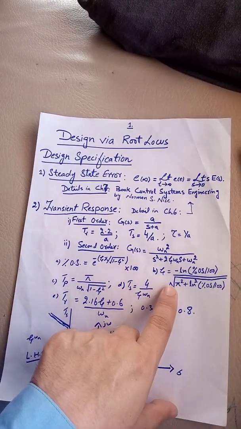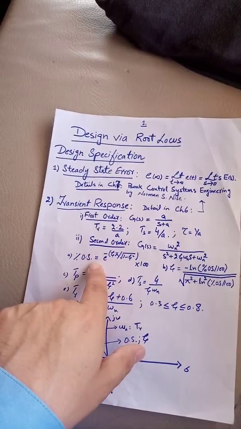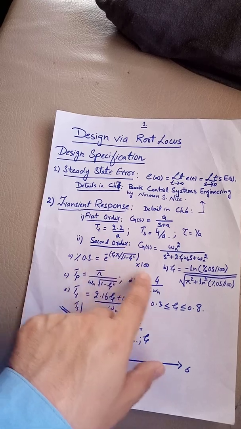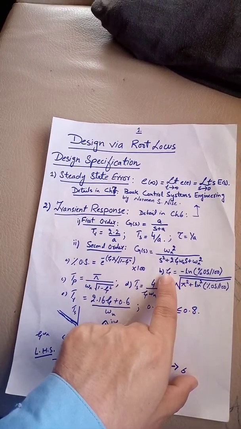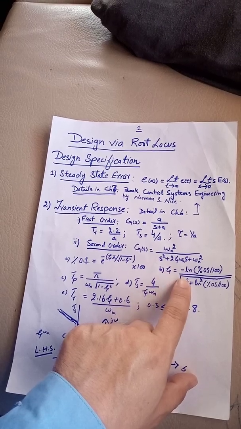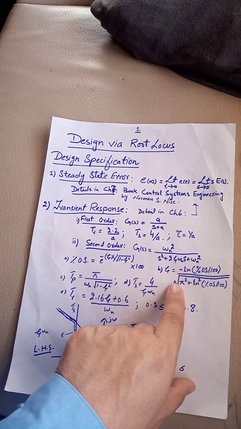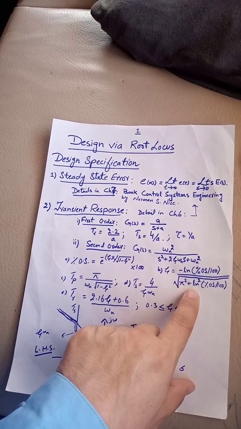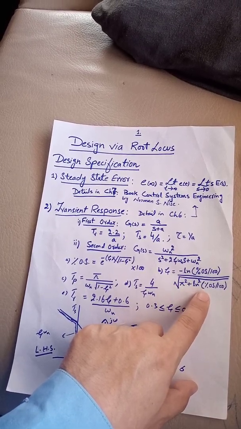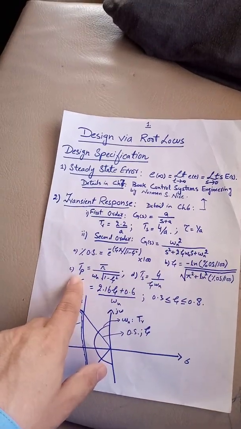From this overshoot, if we do some mathematical manipulation and take the natural log on both sides, we can calculate zeta, which is very important. Zeta is equal to minus the natural log of the percentage of overshoot divided by 100, the whole divided by the square root of pi squared plus the natural log squared of the percentage of overshoot divided by 100.